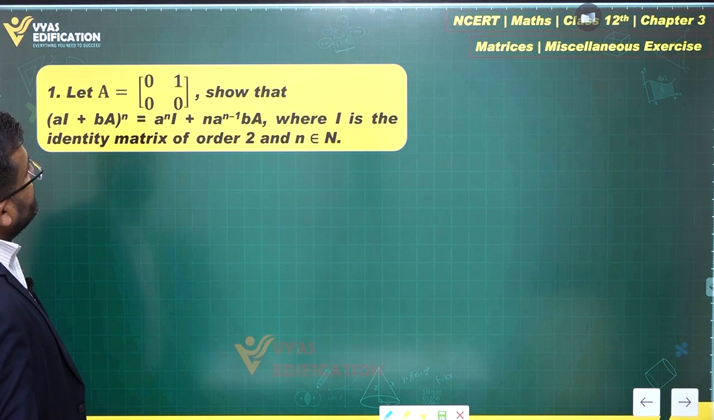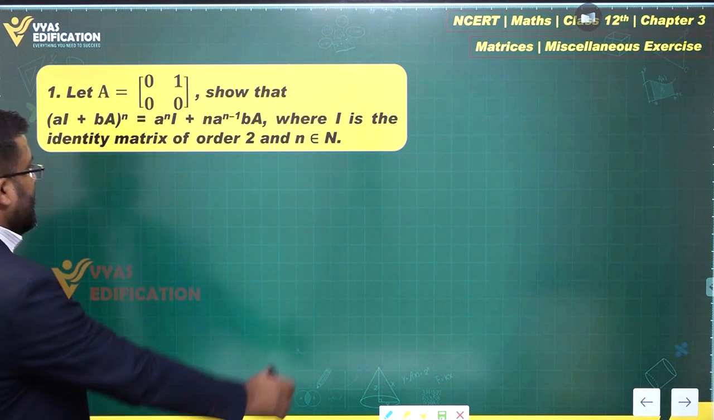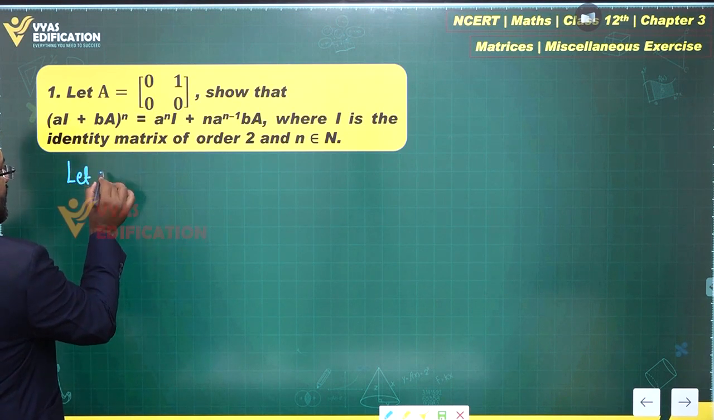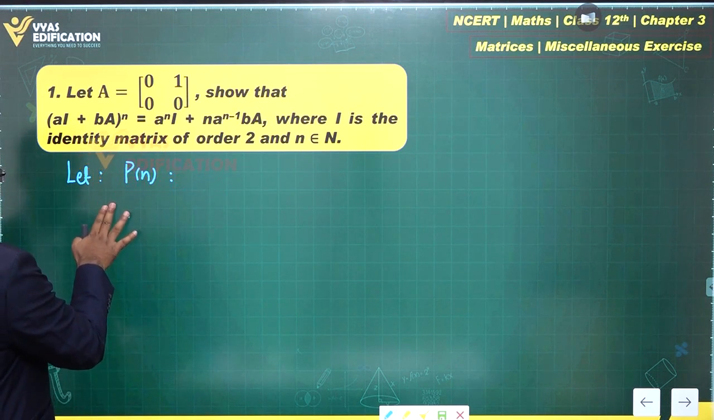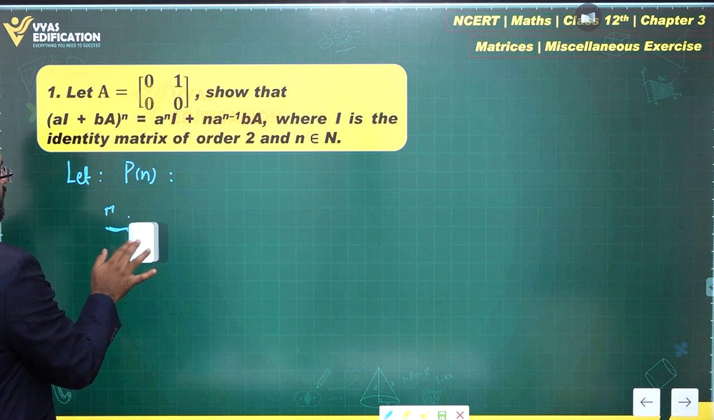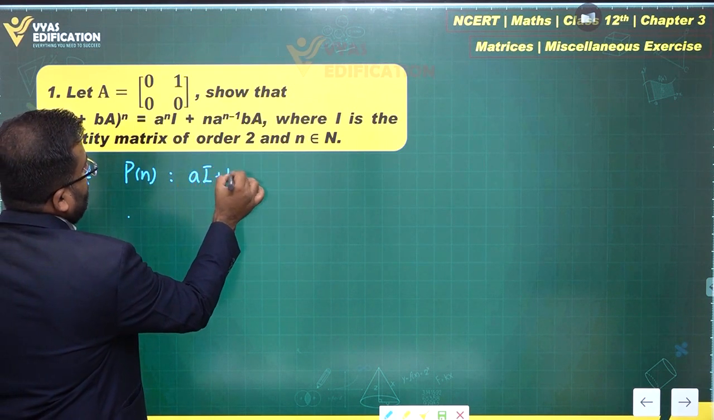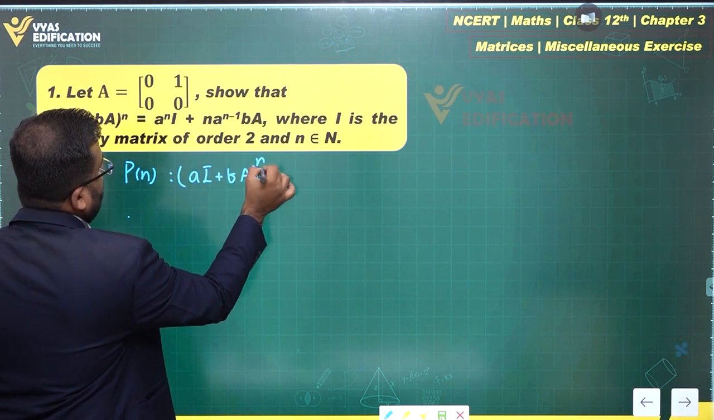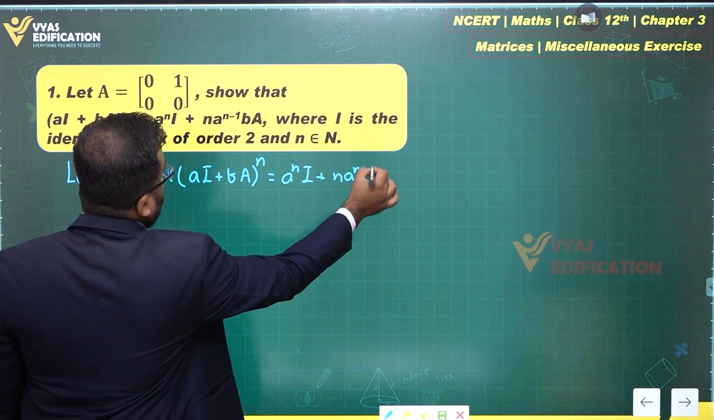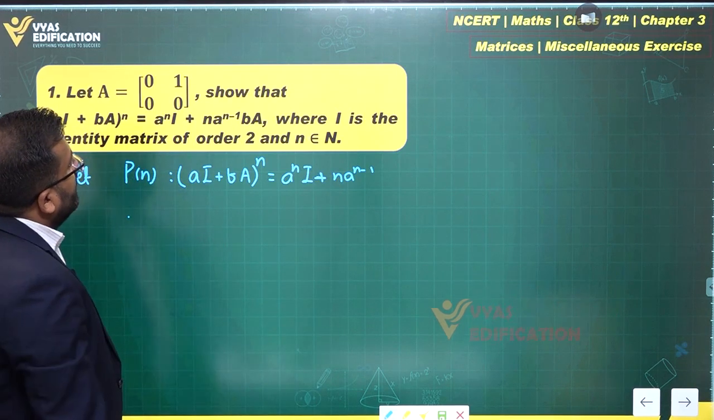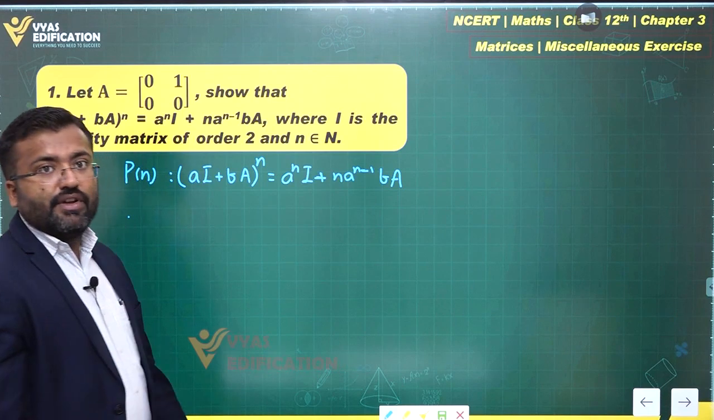Let A equal this matrix. Show that AI plus BA power n is equal to this. So let us call this statement Pn. Let Pn be this statement. What is this statement? AI plus BA power n is equal to A power n I plus n A power n minus 1 BA. This is what you have, right?